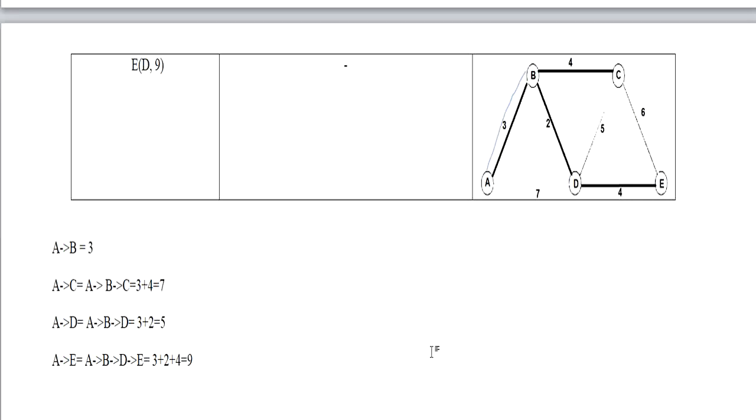So this is a single source shortest path. That means from a single source vertex A, can I reach all the vertices is the solution. So this is using Dijkstra algorithm. Okay, thank you.